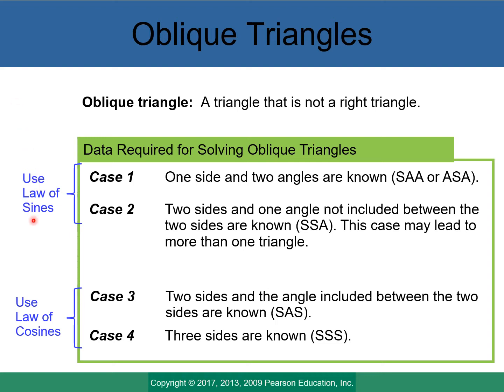The law of sines deals with cases 1 and 2, where you were given one side and two angles, or two sides and one angle that was not the included angle between the sides. So law of sines is used for those two cases. Now we're going to move on to law of cosines, which is for cases 3 and 4. That's if you're given two sides and the included angle, so the angle between the two sides, or just all three sides and no angle measures. So in cases 3 and 4, we're going to use law of cosines.